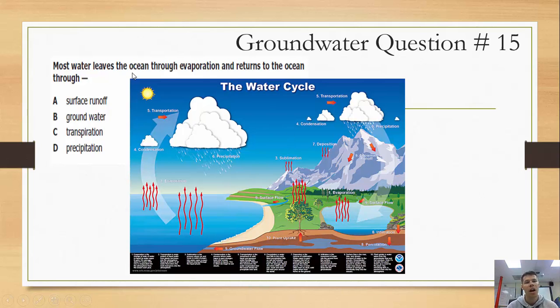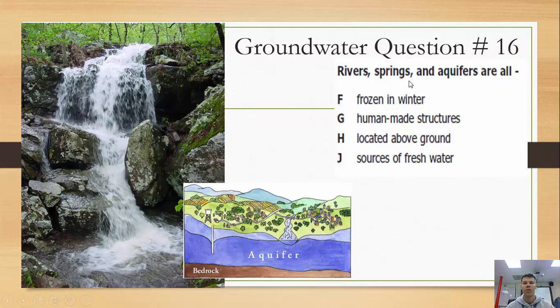That's a cycle. All right, so most water leaves the ocean through evaporation and returns to the ocean through, our best answer is A, surface runoff.